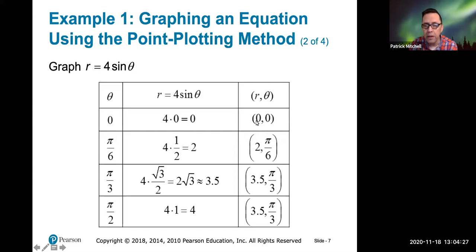So the first few points on the graph, remember these are in polar coordinates, are going to be 0, 0, 2, pi over 6, 3.5 comma pi over 3.